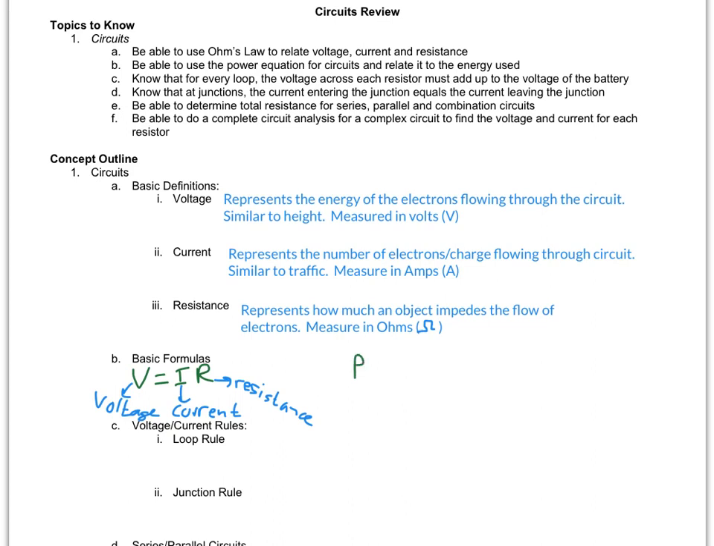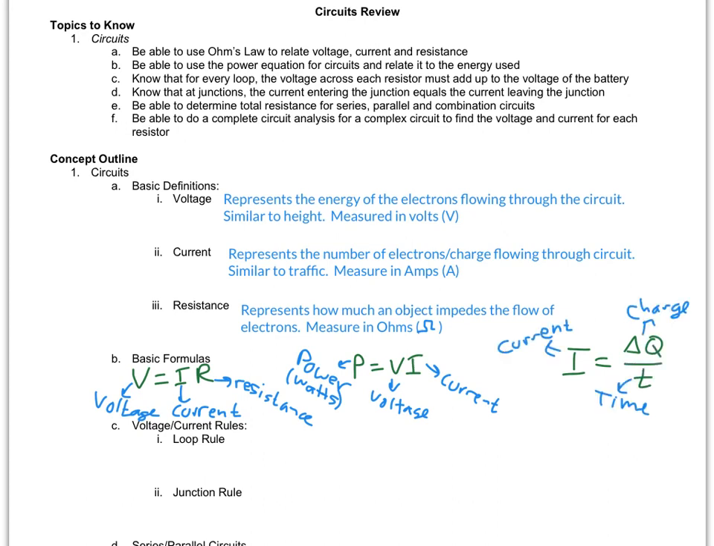Up next, we have power equals voltage multiplied by current, P equals VI. Now, power is a quantity we actually talked about during the energy unit, our last unit. But it still is very relevant within our circuits unit. It's a measure of the energy per time measured in watts. And lastly, we have our definition of current. So current is the amount of charge per time. So we have I equals delta Q over T. And again, that just gives us the amount of current we have based off of our charge and our time.